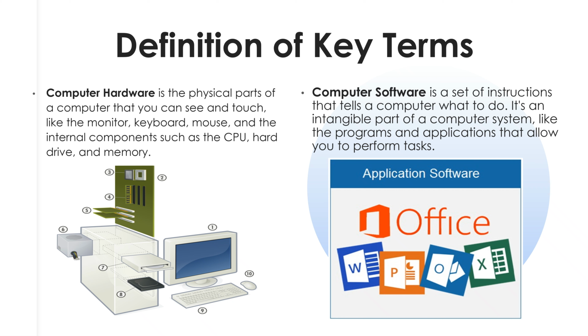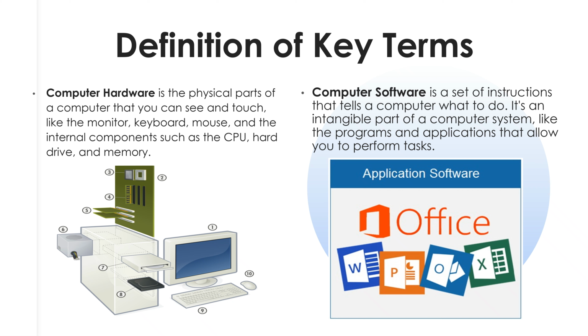Then the software is the opposite. It's intangible. It's a set of instructions that tells the hardware what to do. Think of it this way: the hardware is the body, software is the mind. So, giving it instructions. For example, we have the Microsoft Office applications that we commonly use. We have Word, Excel, PowerPoint, all those. We use them to type documents most of the time.